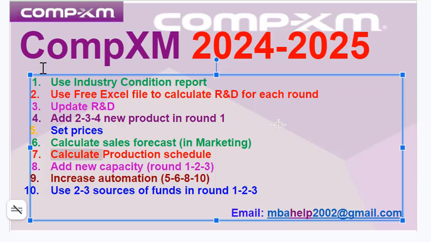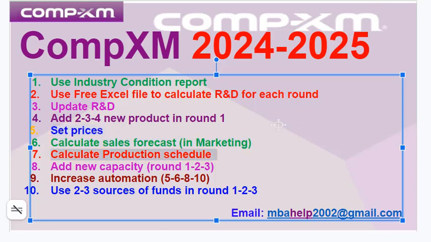CAPSIM CompXM 2024-2025. In the last video, I showed you the top 10 winning tips, the industry condition report, and how to use a free Excel file to calculate R&D for each round. We updated R&D in round 1, and then we added 4 new products in round 1. And we set the price, so we calculated the sales forecast, and now we are going to calculate the production.